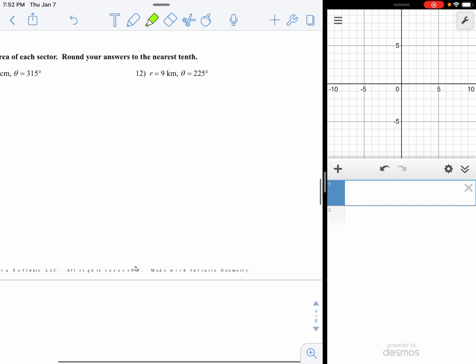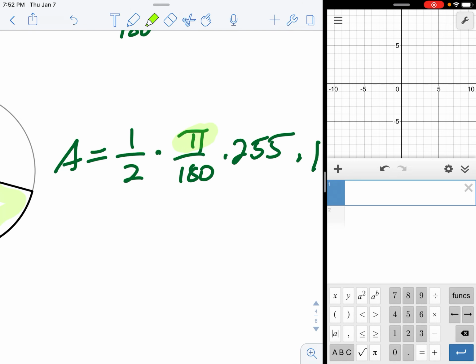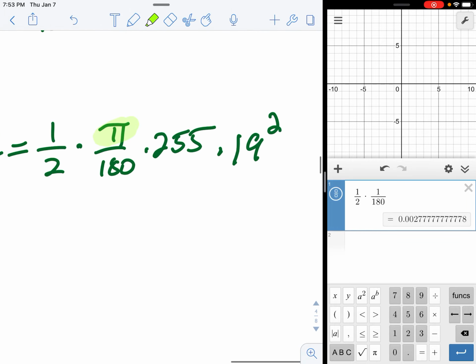I'm going to type this all into the calculator, but not with the pi button. So I'm going to go 1/2 times, instead of pi over 180, you just go 1 over 180 times 255 times 19 squared.